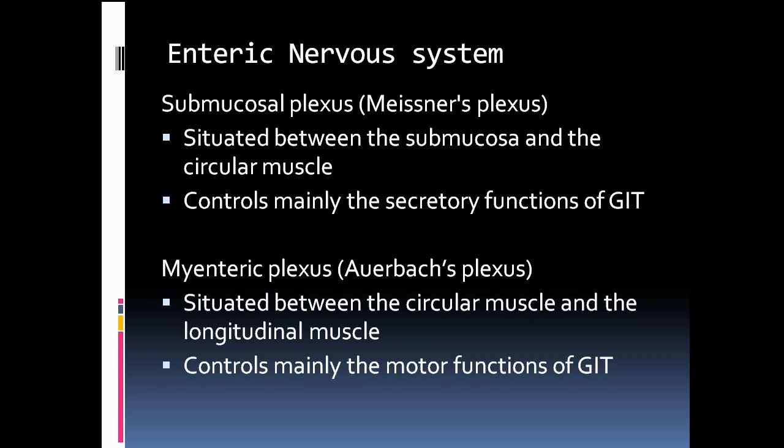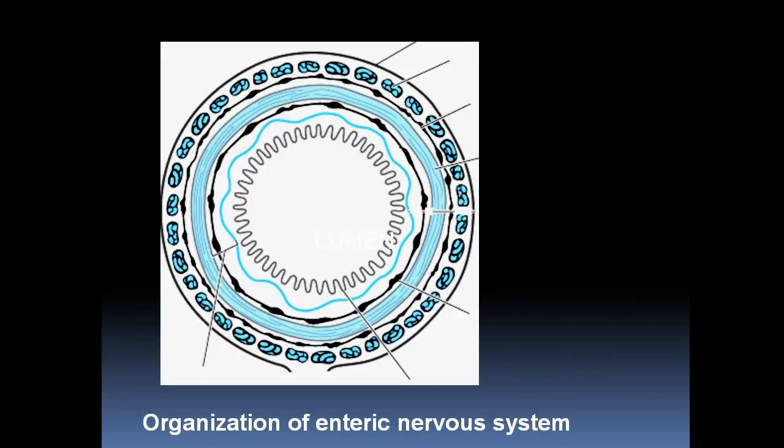The submucosal plexus controls mainly the secretory function of the GI tract, while the myenteric plexus controls mainly the motor function of the GI tract. Now the submucosal plexus is situated between the submucosa and the circular muscle, while the myenteric plexus is situated between the circular muscle and longitudinal muscle. This is the figure showing the organization of the enteric nervous system and both plexus.